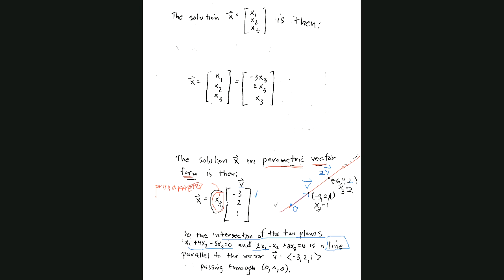When the parameter takes on negative values, I'm going to be getting the other side of this line, so to speak. So, for instance, this point here, make it kind of a big fat point. What would that be?